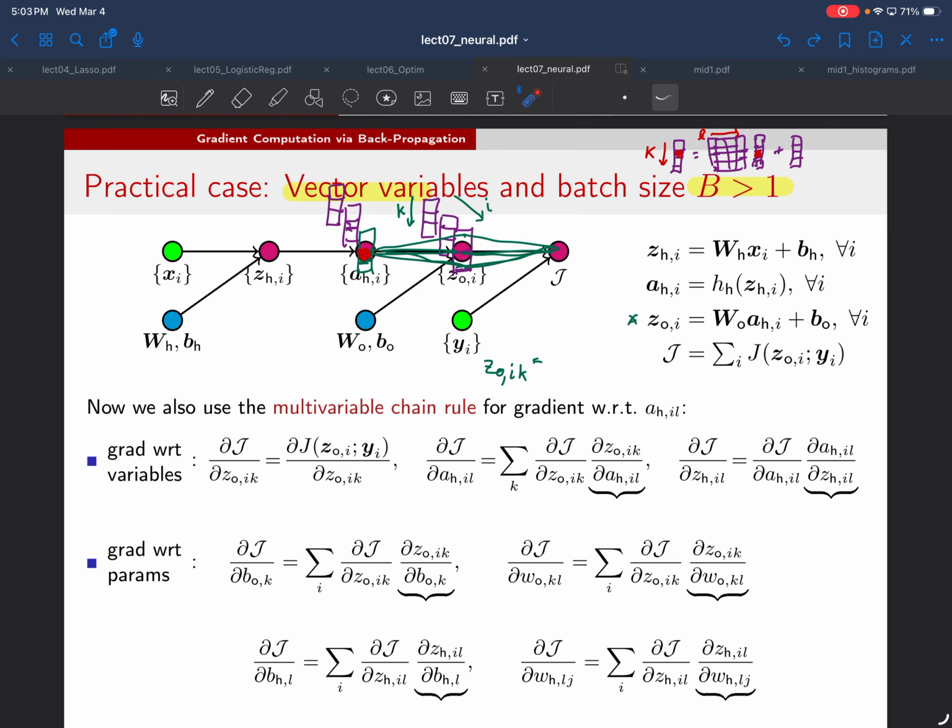Yeah, so this is where the linear algebra is important. Remember that we could write this as a summation across the index L. We're going to have WO, row K, column L, times AH, batch I, summing over L. Now that you see this equation, is it more clear? What is the answer now?